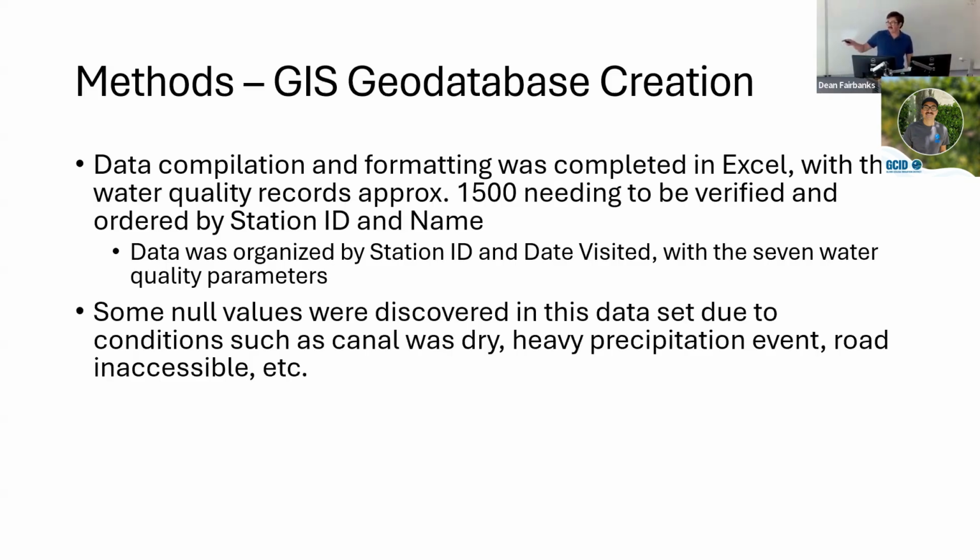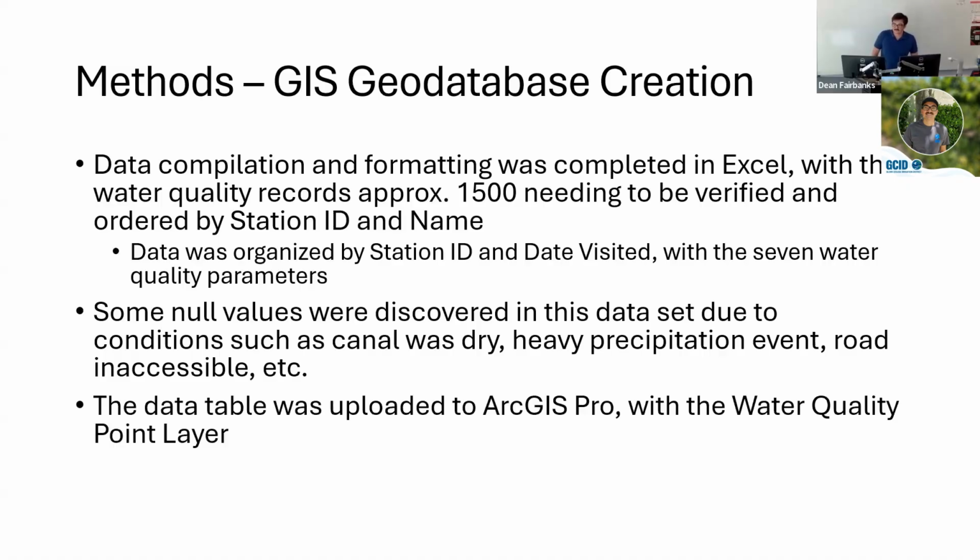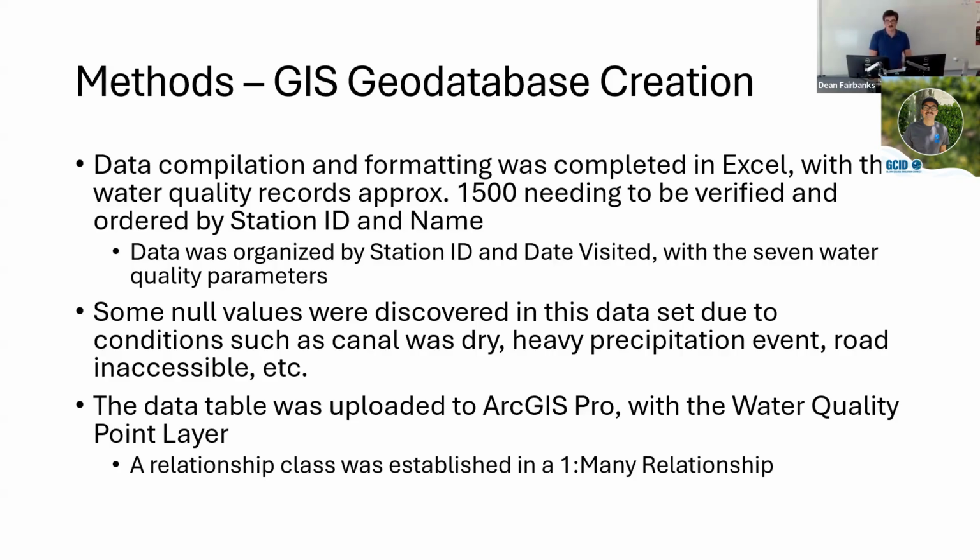When I was doing this initially, there were some null values discovered in the data set. At the time, there was no reason as to why they were null. I thought it was just missing data. But I went back into the water quality binder and I saw that comment section. So I went into the Excel sheet and I updated that. And then this was all uploaded to ArcGIS Pro along with the water quality point layer. What makes this happen is the relationship class between the water quality point layer and the data table, which is a one-to-many relationship.